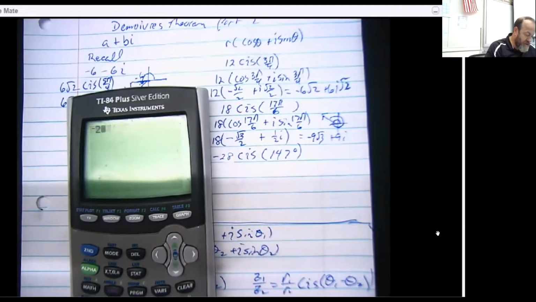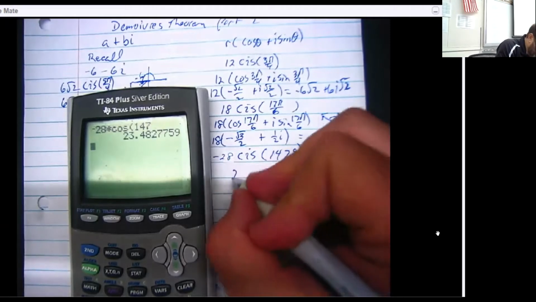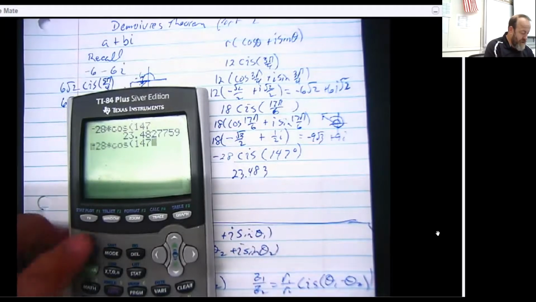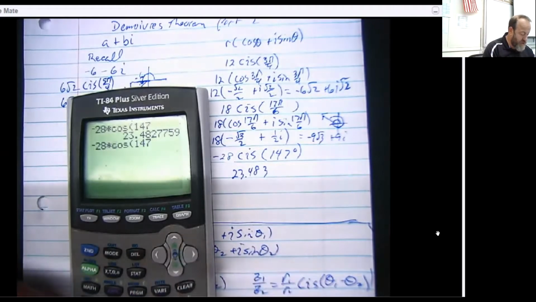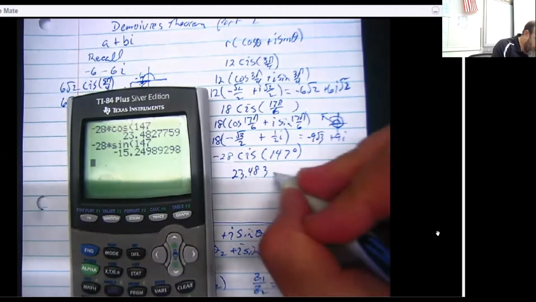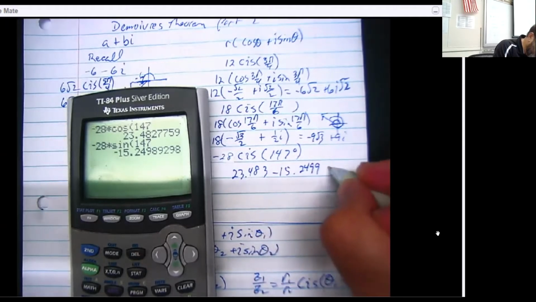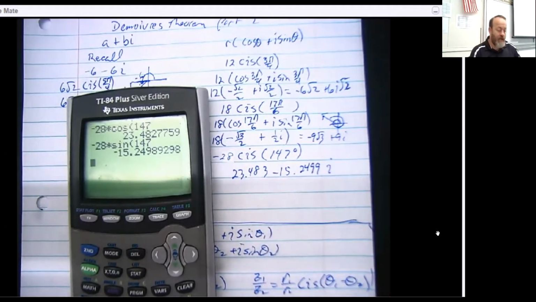I'm just going to say, hey, calculator, what is negative 28 times the cosine of 147? And the calculator says that's 23.483. And then I'm going to ask the same question, but I'm just going to switch it over to a sine, and that's minus 15.2499. And it's literally that easy.